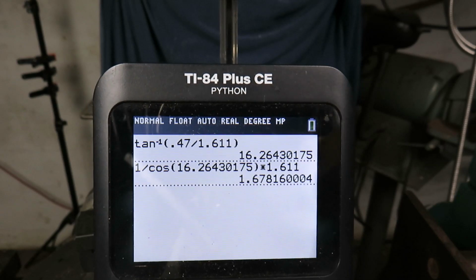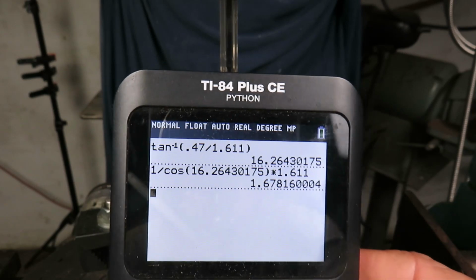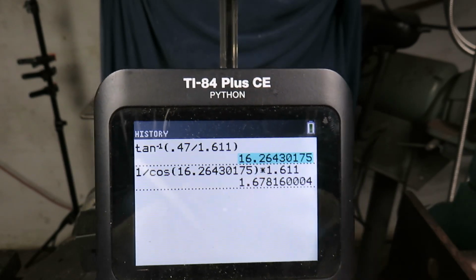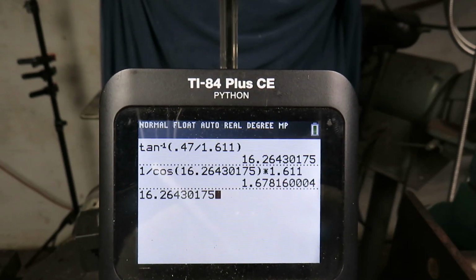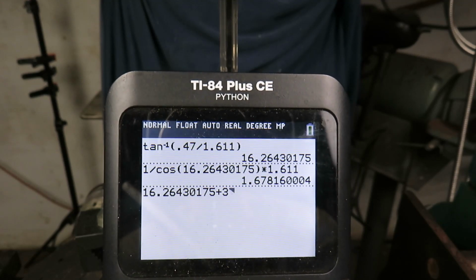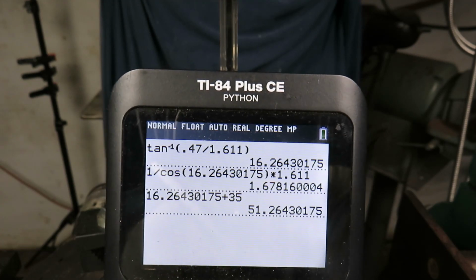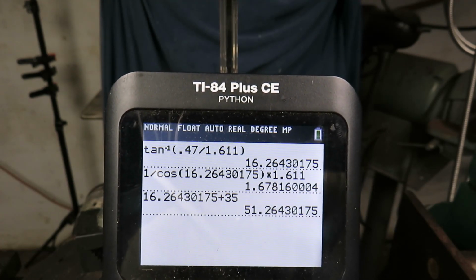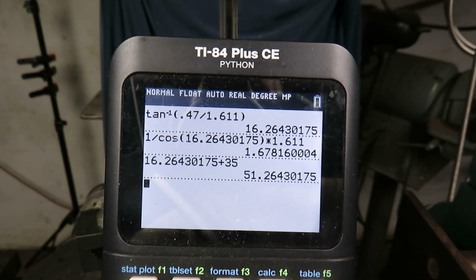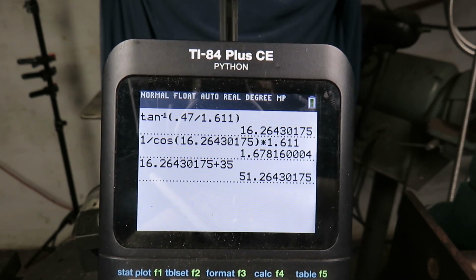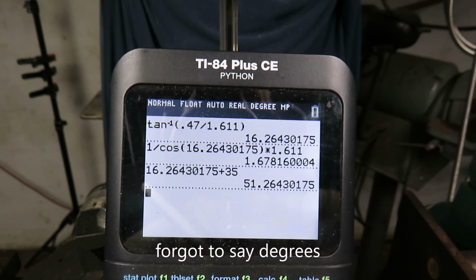Okay, now we rotated 35 degrees. So we take the original angle, and we add 35 degrees to that. And that's where the point is now. We know where that point is now already in polar coordinates. It's 1.678 inches from the center, and if you went in the direction 51.264, and you went that distance, 1.678 inches, you would get to that point.